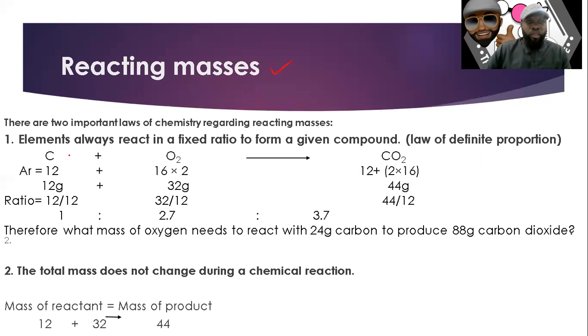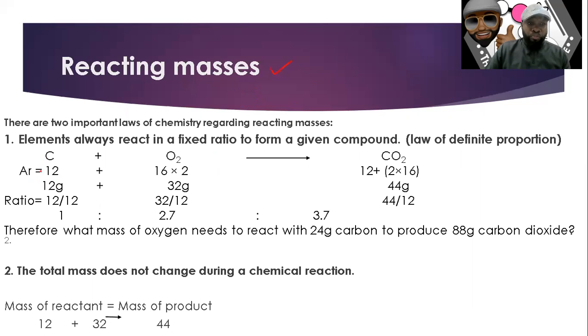Now let's look at an example of this. Let's say you've got carbon reacting with oxygen to produce carbon dioxide. When carbon reacts with oxygen to produce carbon dioxide, these reactants always react in a definite ratio, in a fixed ratio, to produce a fixed amount of carbon dioxide.